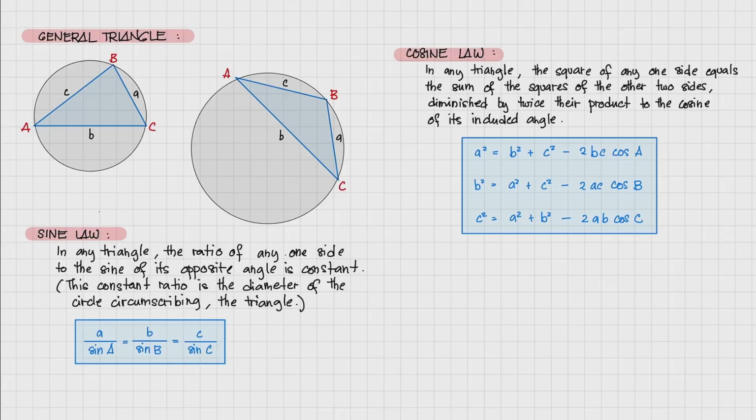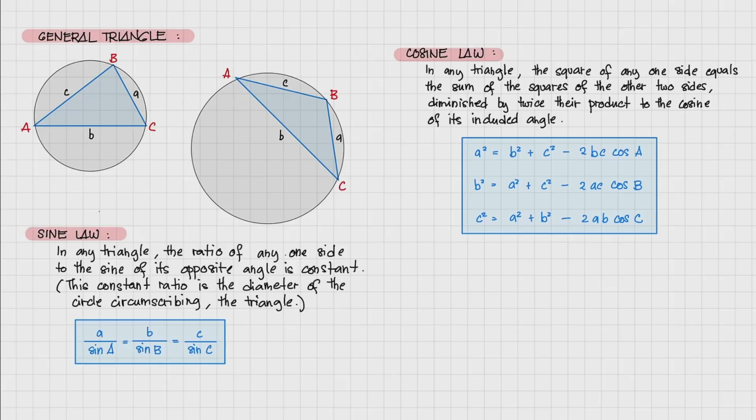And that constant ratio, if you don't know, well, most of you, I think, have forgotten this, is that ratio, this one, is equal to the diameter of the circle circumscribing the triangle. So, any triangle can only be circumscribed by a single circle. So, isang circle lang ang pwedeng dumaan dito sa tatlong vertices ng triangle natin. And this ratio is equal to the diameter of that circumscribing circle. So, if you are asked maybe to compute the area of the circle circumscribing a specific triangle, pwede nyo gamitin tong sine law.